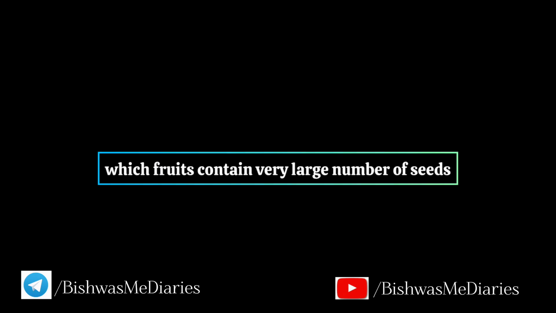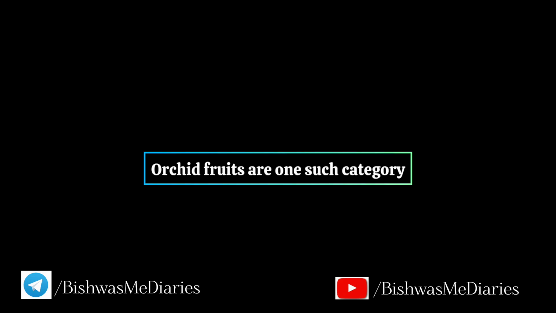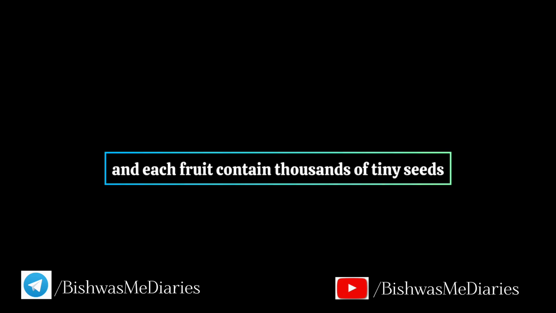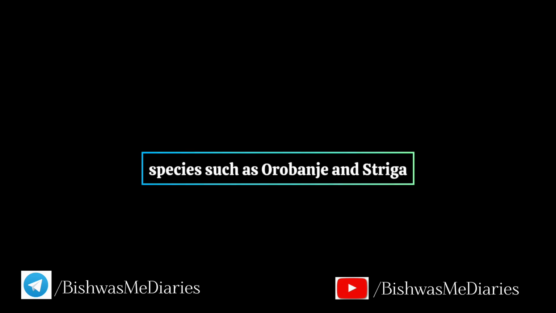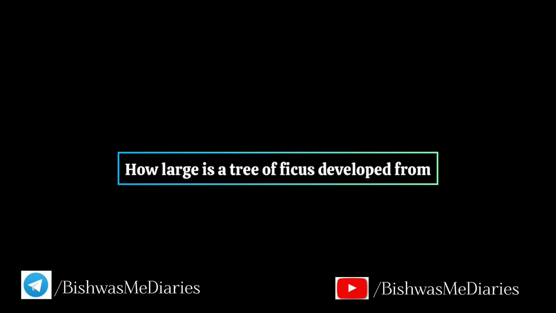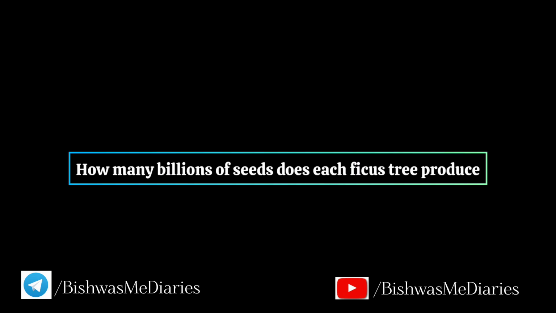And so on. Can you think of some plants in which fruits contain very large number of seeds? Orchid fruits are one such category, and each fruit contains thousands of tiny seeds. Similar is the case in fruits of some parasitic species such as Orobanche and Striga. Have you seen a tiny seed of ficus? How large is a tree of ficus developed from that tiny seed? How many billions of seeds does each ficus tree produce?